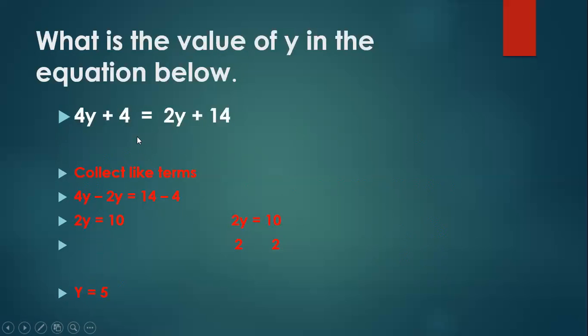So let me repeat for the last time. Anytime you have two sides and you're moving terms to the other side, remember to change their signs. So 4y, I'll subtract 2y, is equal to 14, minus 4. So 14 minus 4 is 10. Then 4y minus 2y is 2y. Then I divide by 2 on both sides, and my y is equal to 5.